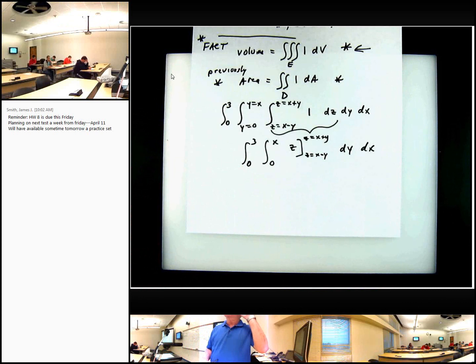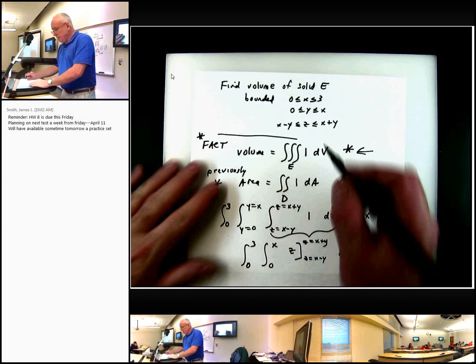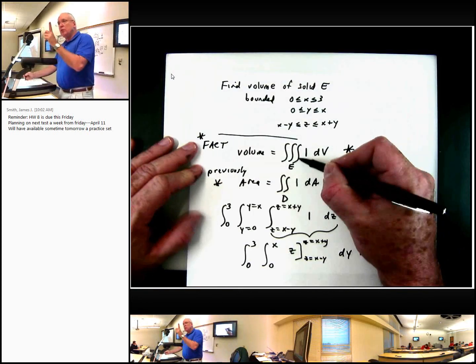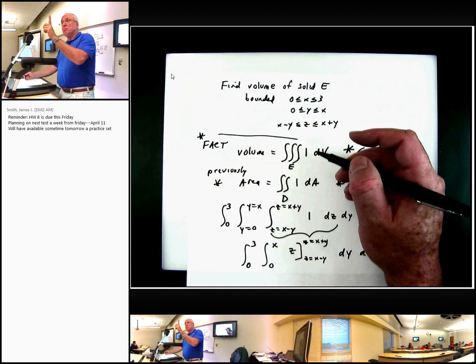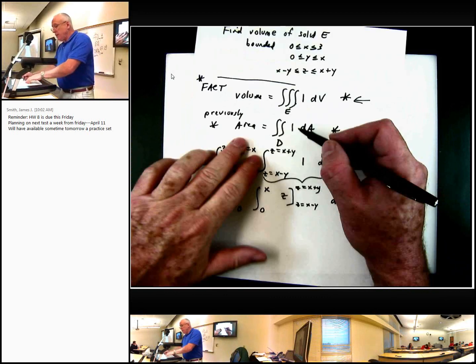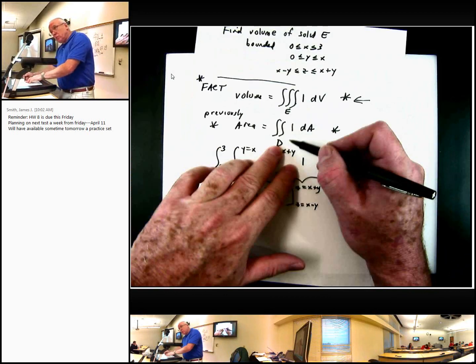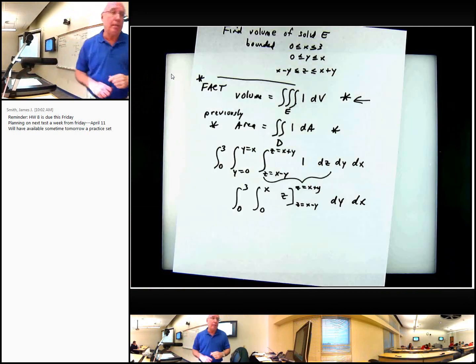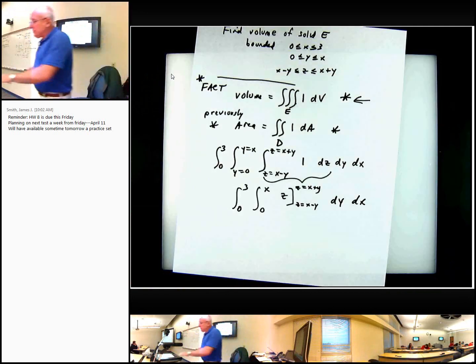Wait a minute, it's for the volume? Is that your question? Yeah, if they're asking you for the volume, it's going to be this formula here. You've got the triple integral, and your function inside is just a 1. Similarly for area, you're going to have a double integral, because it's only 2 dimensions, but you're also just going to have a 1 in there.